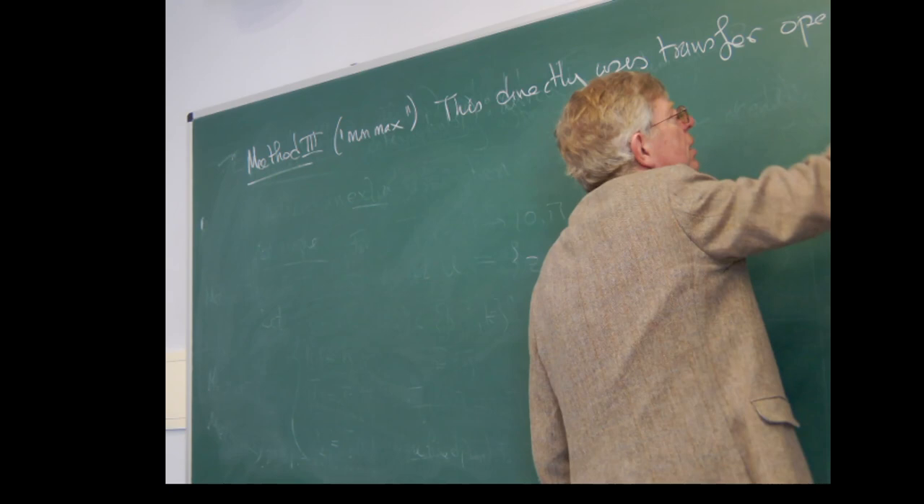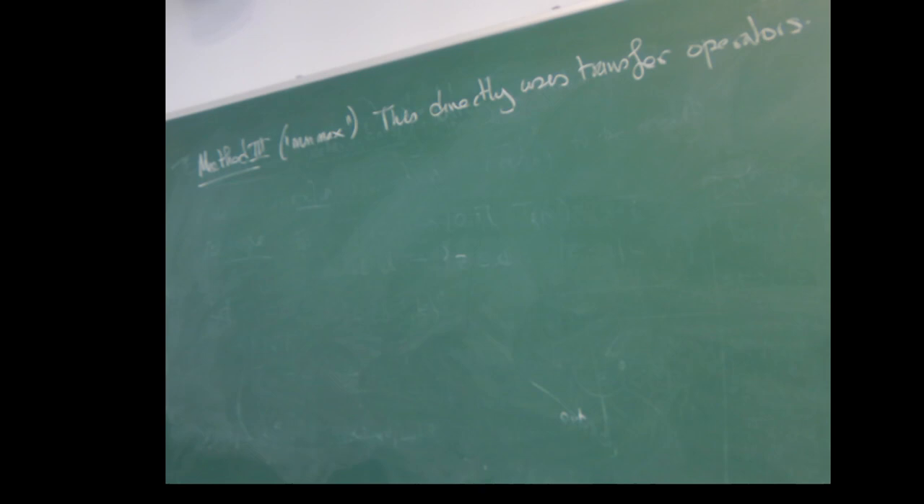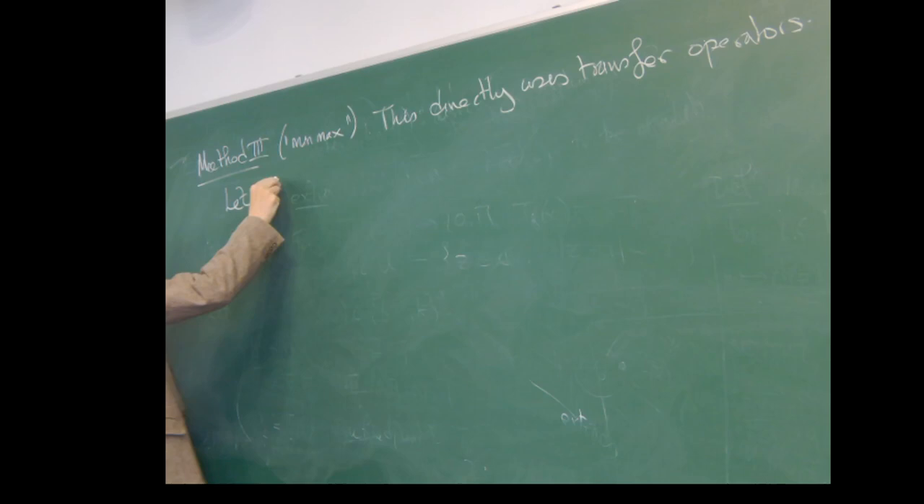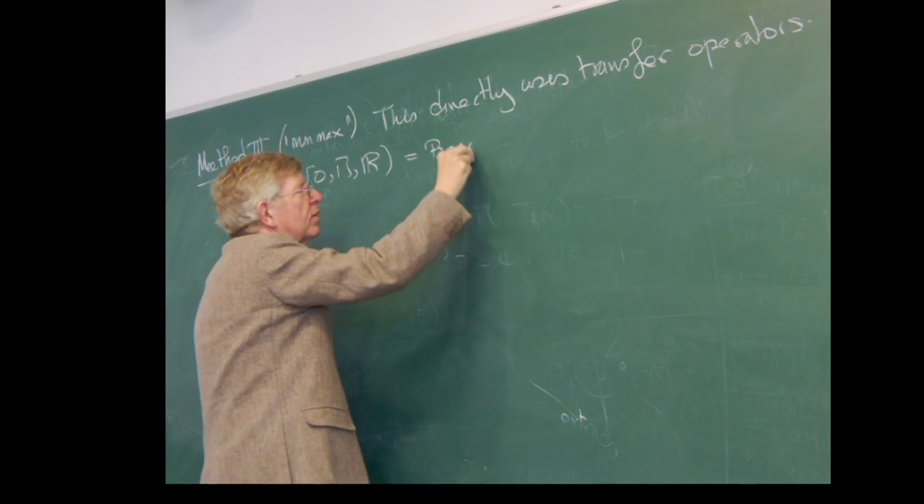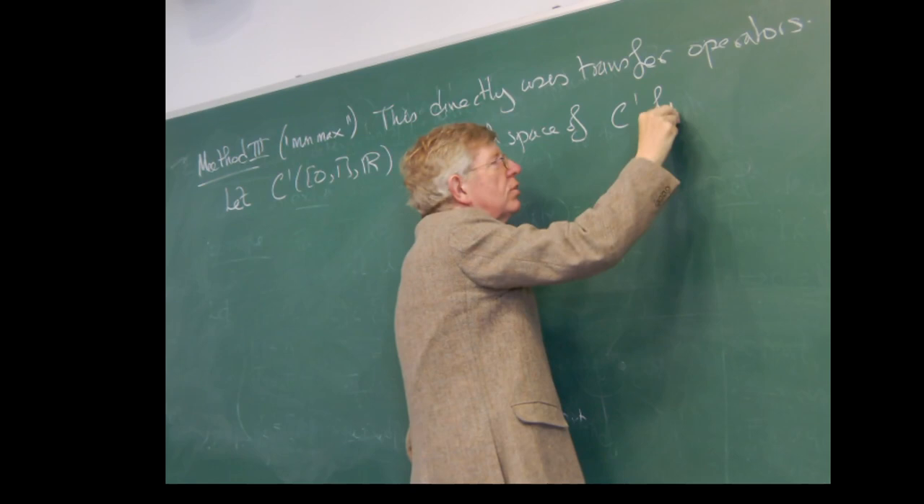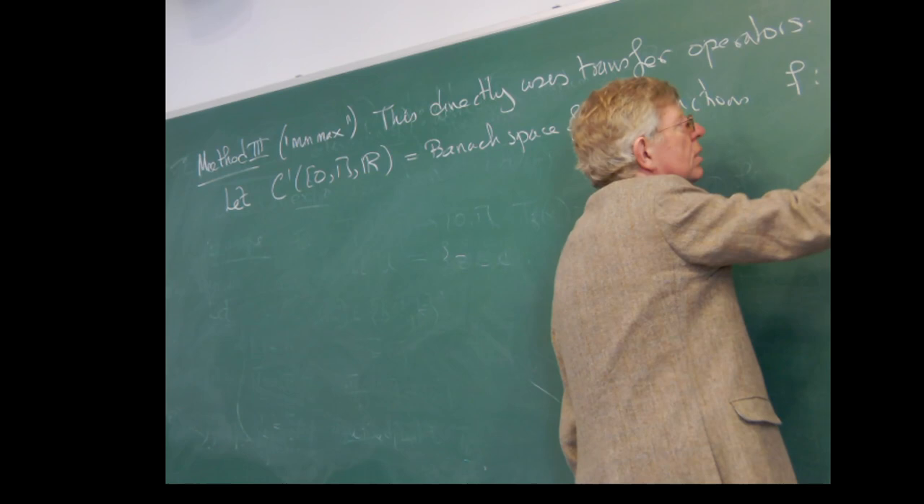So what I call transfer operators are sometimes called Ruelle operators, or sometimes Perron-Frobenius type operators, depending on the context. But in this case, I don't assume any analyticity, so I only have to look at things that are C1. So let me look at C1 functions on the interval. So this is going to be a Banach space of C1 functions, from the interval to itself.